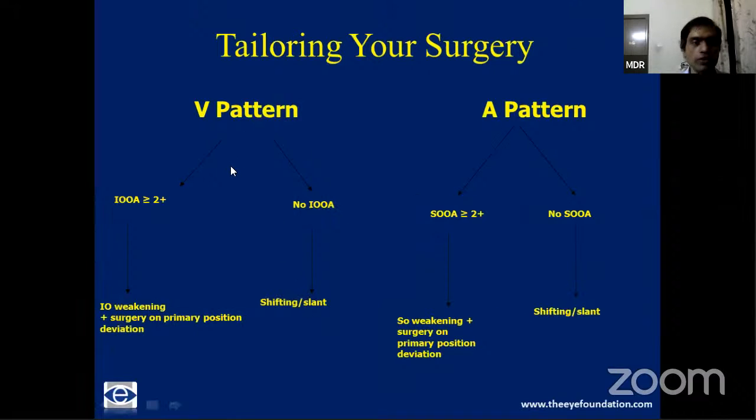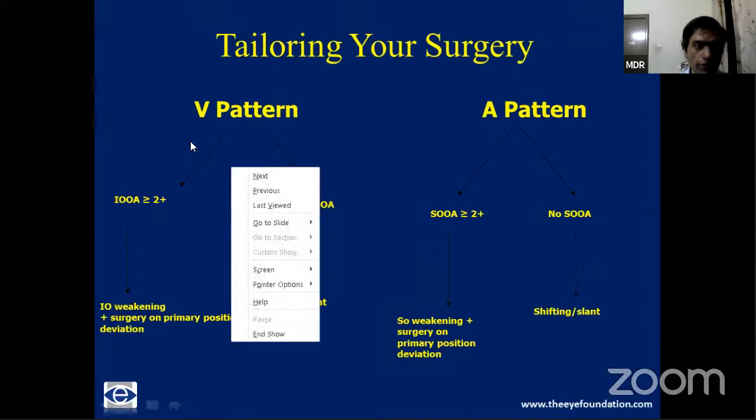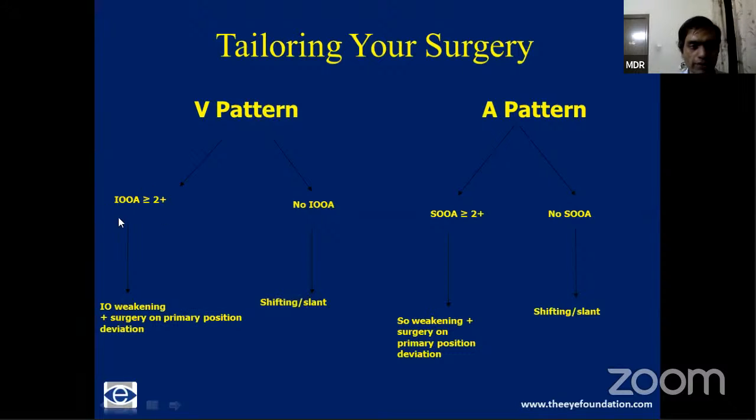If I were to give you an algorithm, for V pattern, you grade the inferior oblique overaction. If inferior oblique overaction is present, you do inferior oblique weakening and surgery based on primary position deviation. If there is no inferior oblique overaction, you would do a shift or a slant. For A pattern, if there is a superior oblique overaction, you would do an appropriate superior oblique weakening procedure and surgery based on primary position deviation. About the correction, I'll mention shortly. And if there is no superior oblique overaction, you can do a shift or slant.